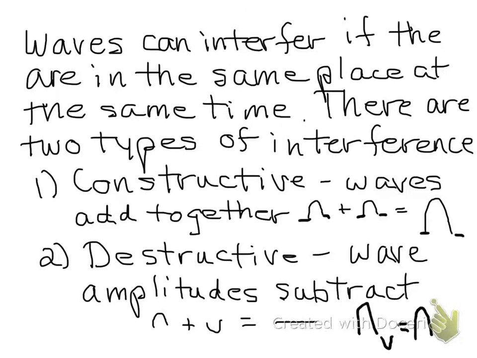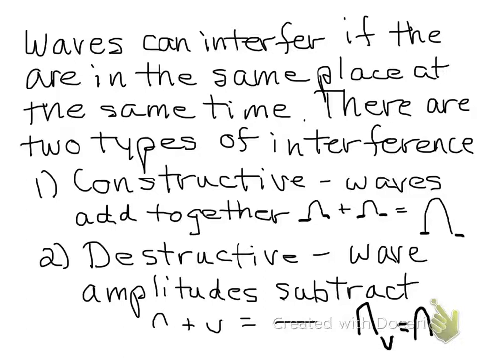Waves can interfere if they're in the same place at the same time. There are two types of interference. There's constructive interference, in which waves add together. You see the two smaller waves adding to an amplitude of a larger wave pulse. And then we have destructive interference, in which the amplitudes subtract.